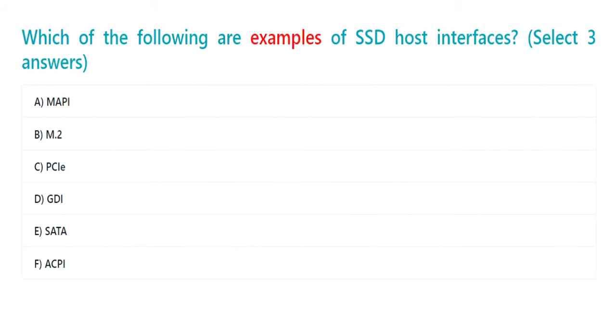Which of the following are examples of SSD host interfaces? Select 3 answers. A. MAPI. B. M.2. C. PCIe. D. GDI. E. SATA. F. ACPI.